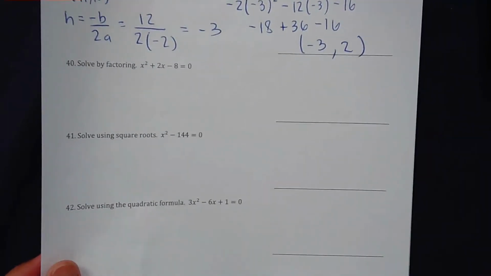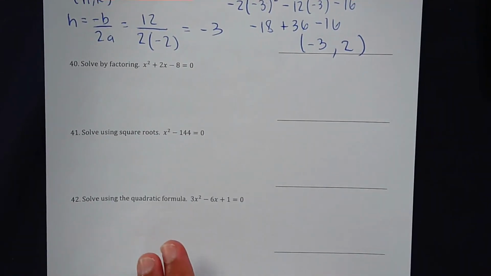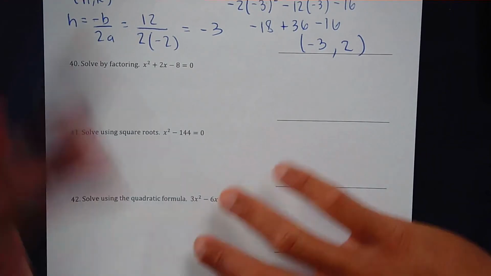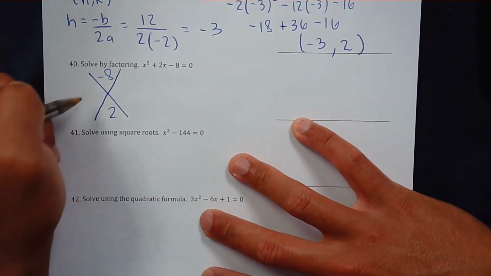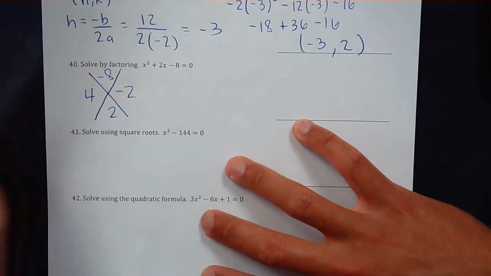All right, lastly, we have our solve by factoring. So we can go ahead and try to factor this using our x method. I always feel like that's the easiest method to try to do. Let's see if we can think of two numbers that multiply to -8 and add up to 2. Oh, let's see. Before I draw that x, let's just try to think about it. -4. No. +4 and -2. Yeah. Multiply to -8, add up to 2. That'll give us +4 and -2.